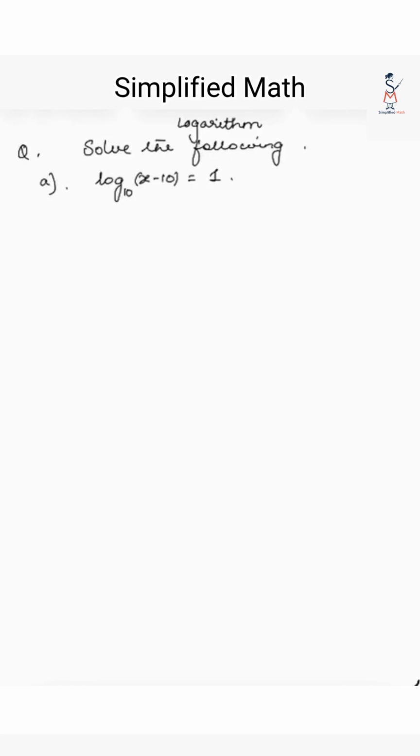Hi, we are doing logarithm. Solve the following. The first one is log (x minus 10) to the base 10 is equal to 1. Now we will change this log into exponential form. Now how do we change the log into exponential form?